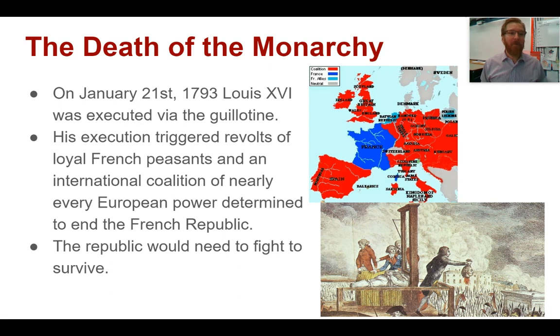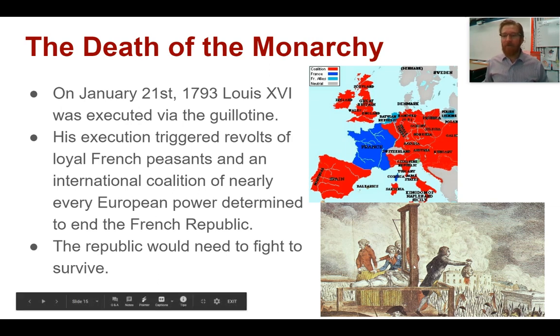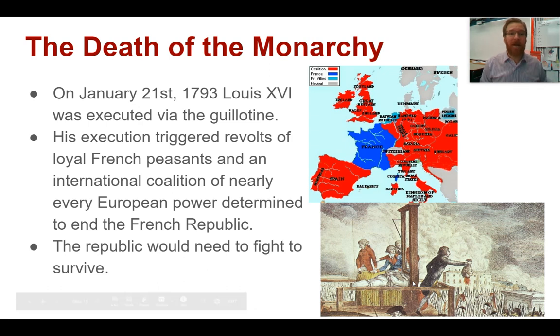And indeed, he will. On January 21st, early 1793, Louis XVI is executed via the guillotine. That's this machine right here designed for removing somebody's head very quickly. His execution triggers revolts amongst the loyal French peasants. This was a very popular rebellion in Paris. Outside of Paris, less popular. It also created a lot of anger within the monarchies surrounding France itself.